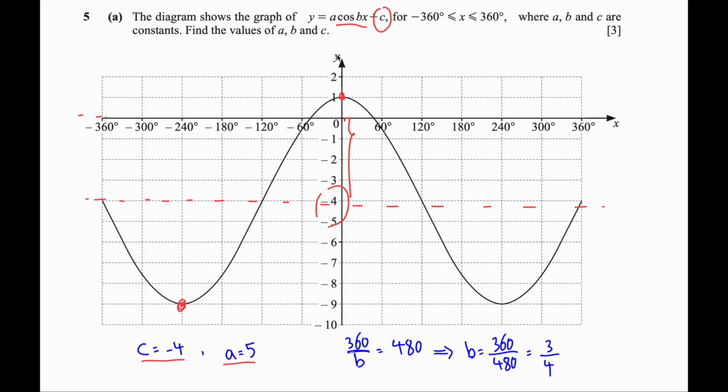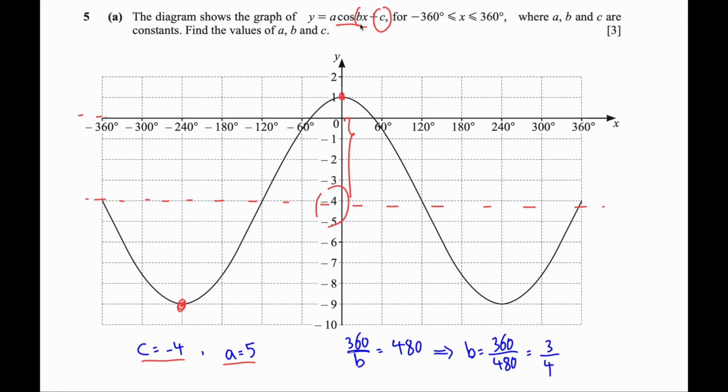Also, A is responsible for the amplitude. You just have to figure out how far it is from this middle point. From -4, you have to go 5 units up to get to the maximum, or 5 units down to get to the minimum. Therefore, A is 5.